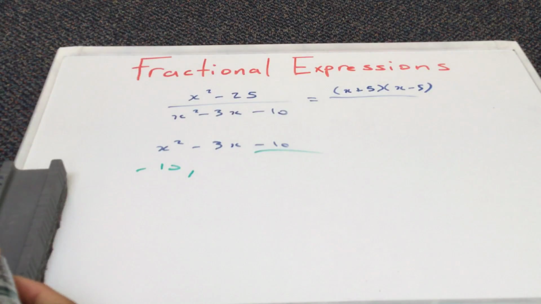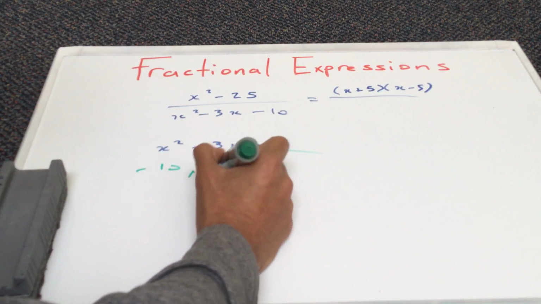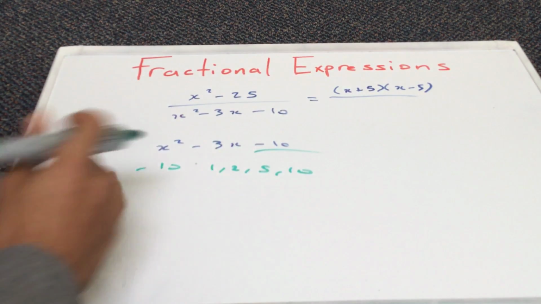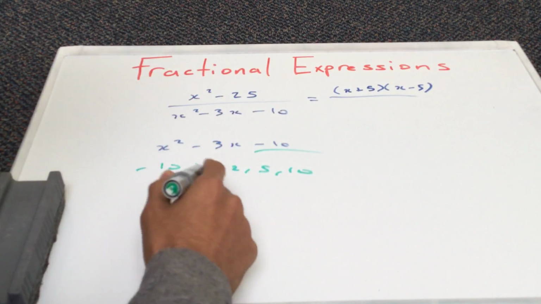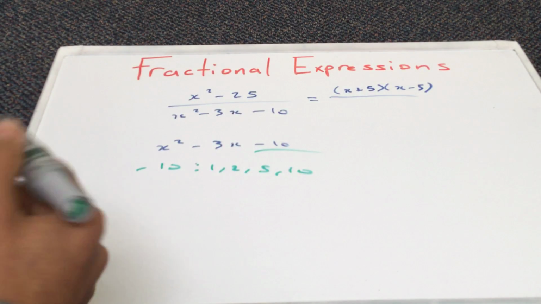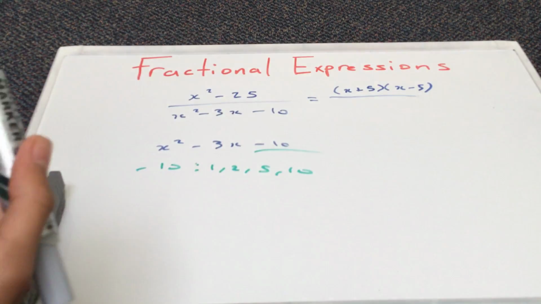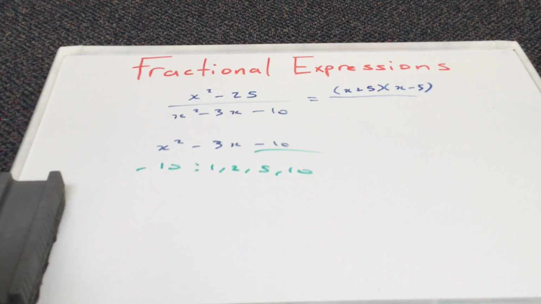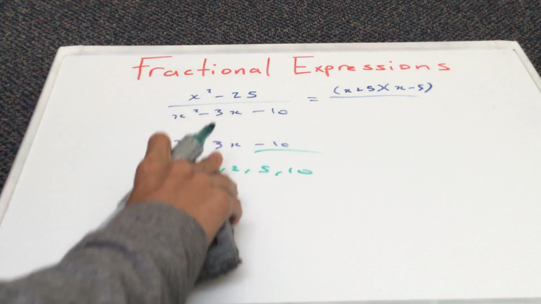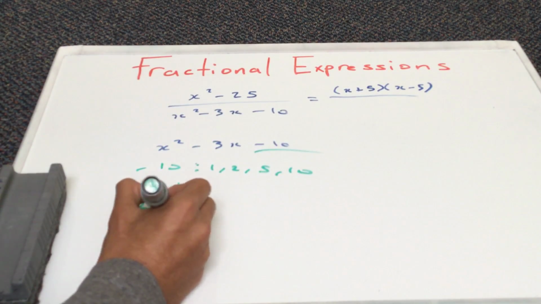So find the factors of 10. First put out the factors: 1, 2, 5, and 10. You need two numbers that multiply to give 10, and when you add or subtract give minus 3. We'll try every case. 1 times 2 doesn't work. The only pairs that give 10 when multiplied are 1 and 10, and 2 and 5.